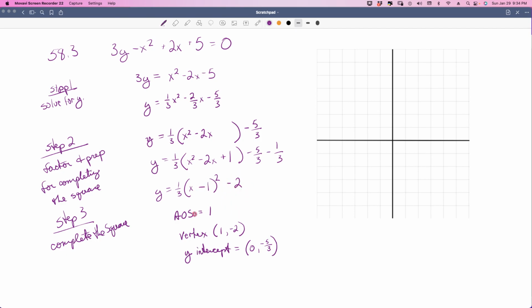So from here, we're able to find our axis of symmetry, which is the opposite of this number. So that's a +1. I'm going to use this orange and draw in our axis of symmetry, which is right here.